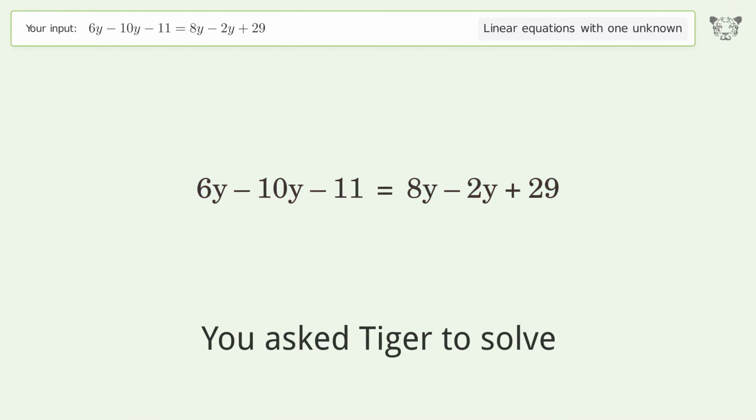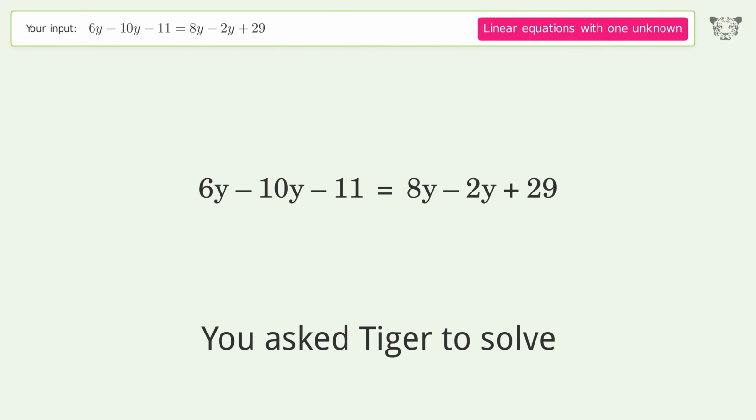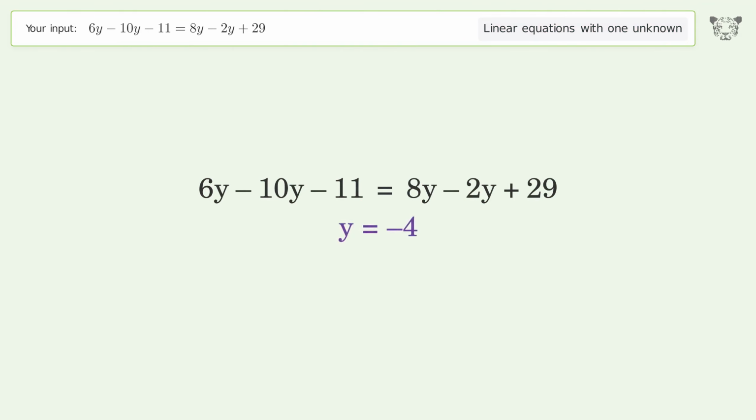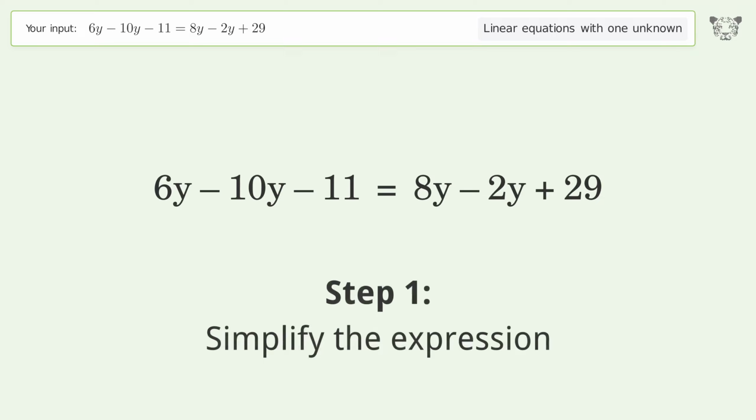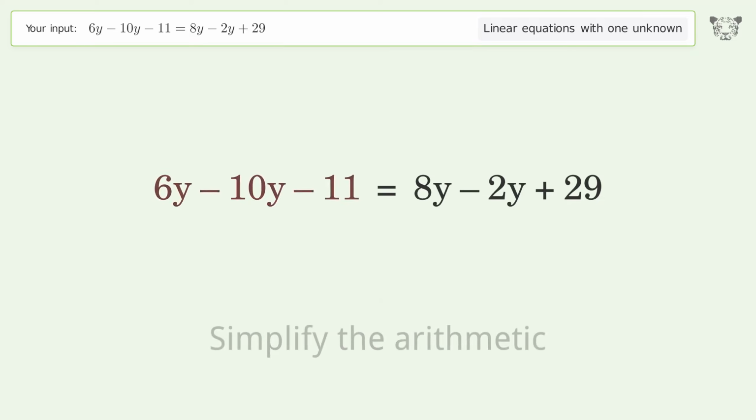You ask Tiger to solve. This deals with linear equations with one unknown. The final result is y equals -4. Let's solve it step by step. Simplify the expression. Simplify the arithmetic.